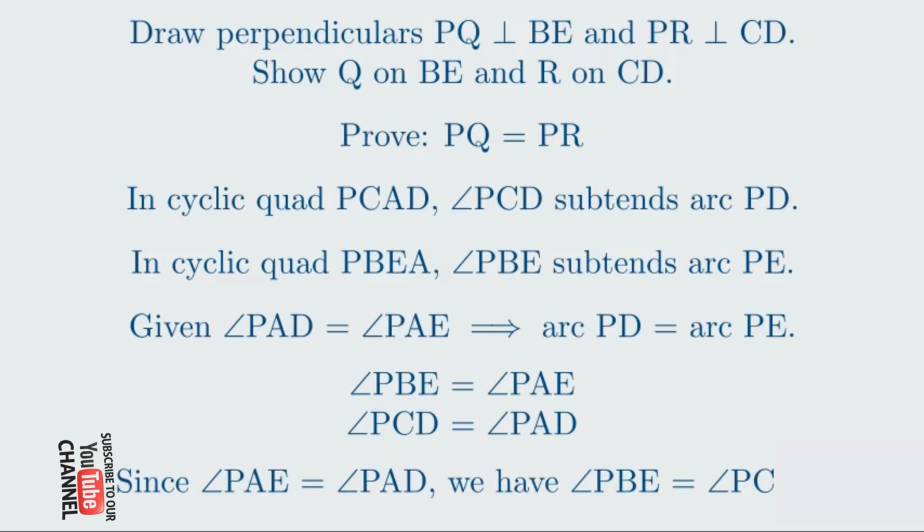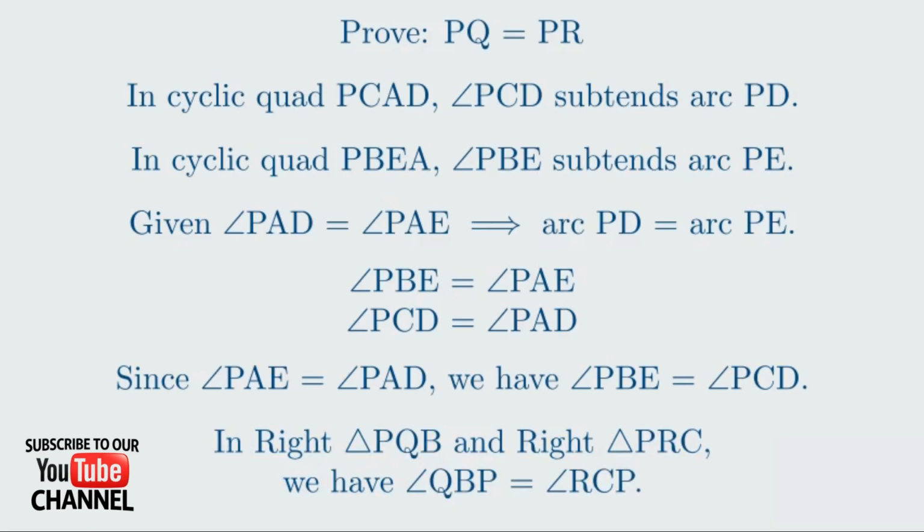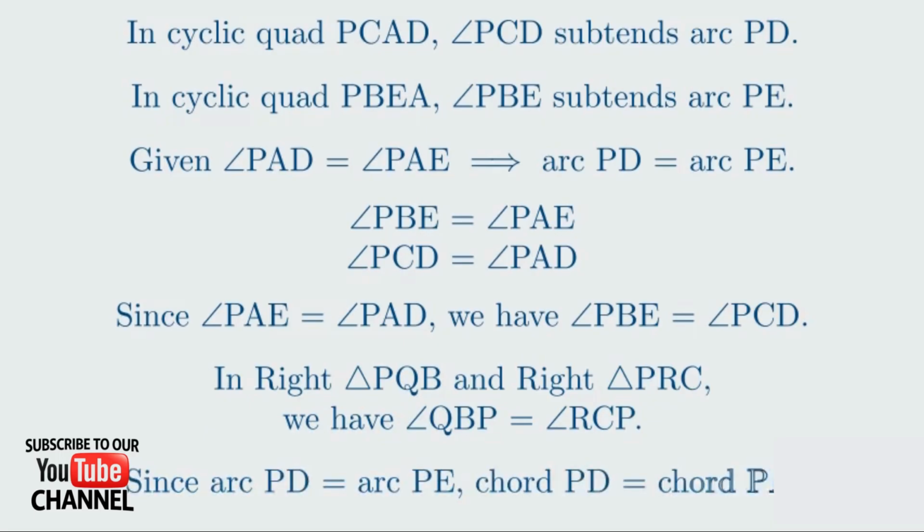Now, let's consider the right triangles PQB and PRC. Both are right-angled triangles. We've just shown that angle QBP equals angle RCP. Since we have a right angle and one other angle that are equal, the third angles must also be equal. This means triangle PQB is similar to triangle PRC. Furthermore, because the angles are equal and the arcs PD and PE are equal, the chords PD and PE must have the same length. This gives us another pair of corresponding equal parts.